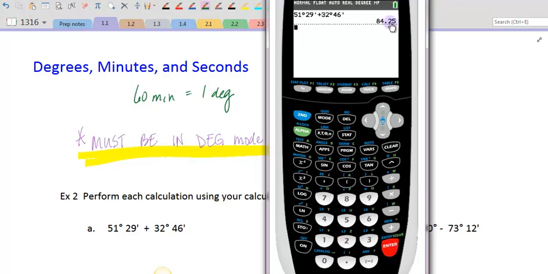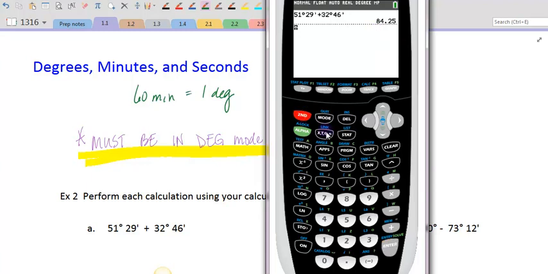and it gives me the value back in 84.25 degrees. Now, if I wanted to answer this question, because you're going to be asked this on your homework, I need to give the answer back in degrees, minutes, and seconds. So I'm going to ask the calculator to convert this decimal degree value into degrees, minutes, and seconds.